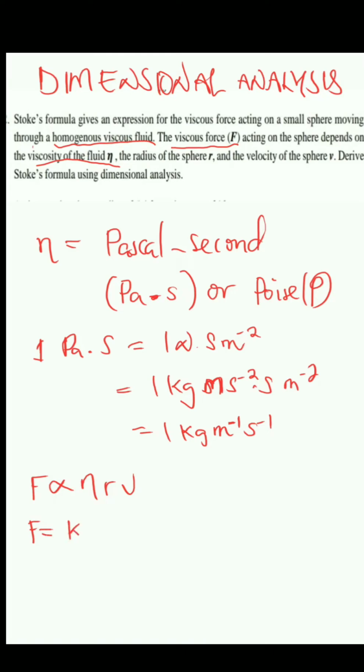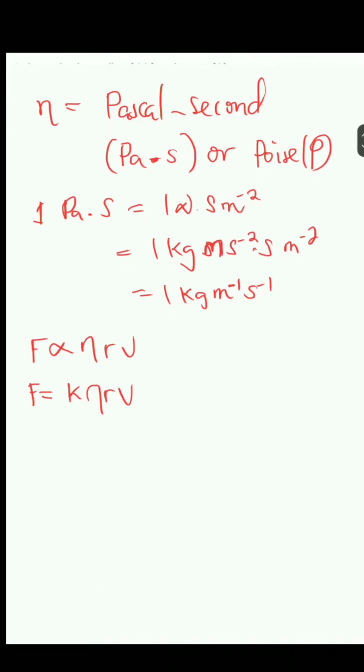I'm going to introduce a constant of variation, which is a k there, multiplied by what we have on the right hand side. Now the next thing is we're going to assign exponents for all the quantities on the right, so we're going to have the viscosity to the power a, the radius to the power b, the velocity to the power c.